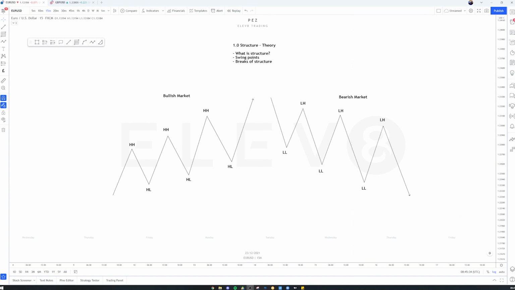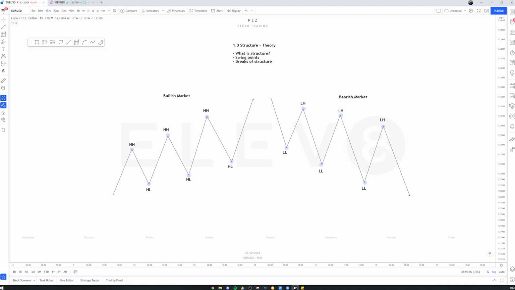What these levels are here are swing points. If we use a tool here, we can map on the swing points like so, and same for the bearish market. Each lower high, lower low is a swing point.